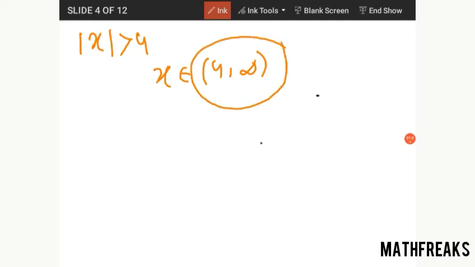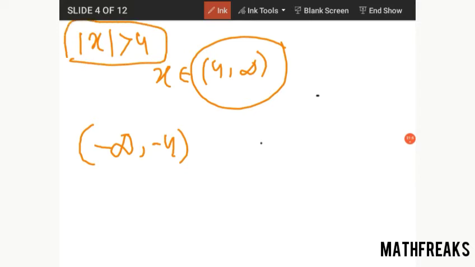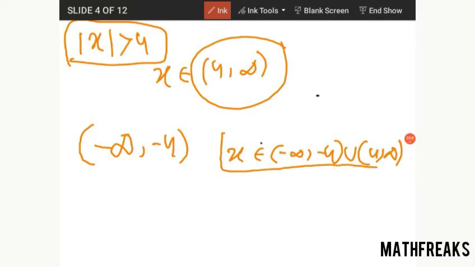Now again for the negative values as well, this inequality will be satisfied, but from which range? From -infinity to -4, and again open, right? Because |x| can never be equal to 0 according to this inequality. So finally we can write that x belongs to (-infinity, -4) union (4, infinity), correct? This will be our range for this inequality.